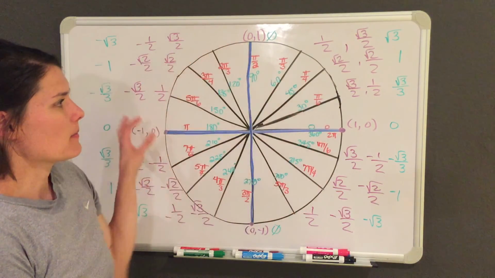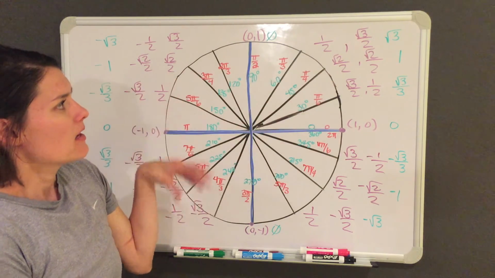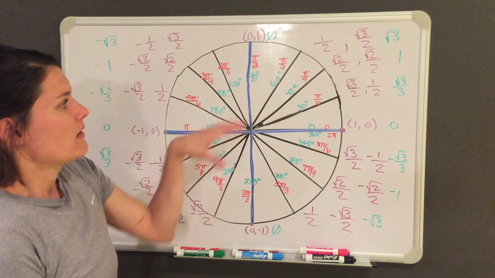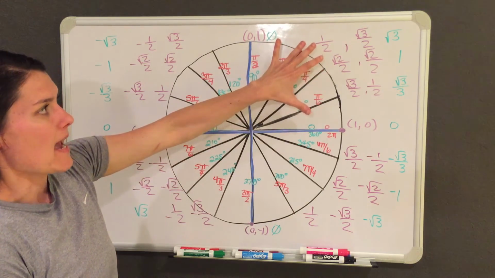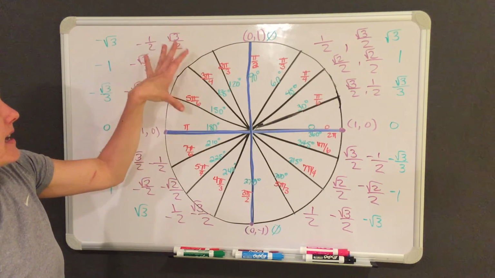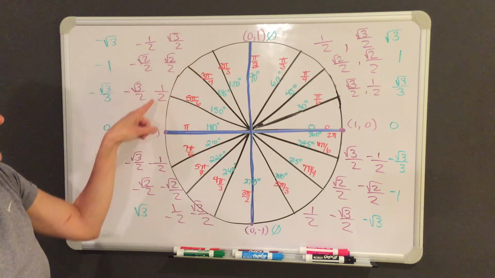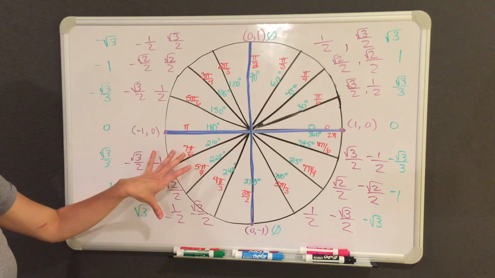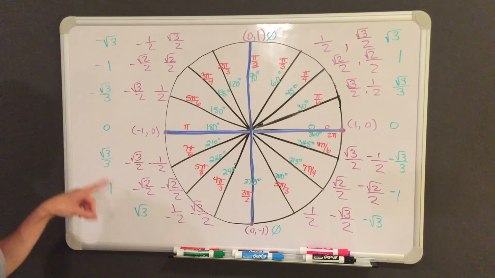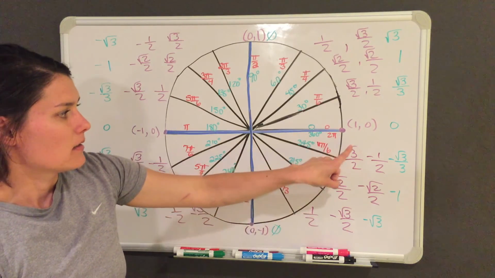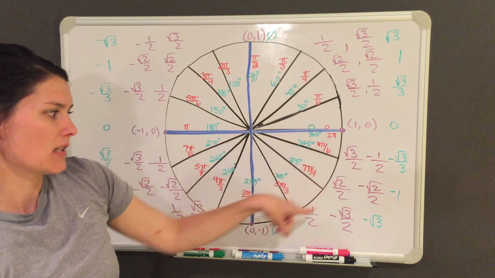A good way to remember which ones are positive and negative is to remember a saying called All Students Take Calculus. And for the first quadrant, All represents A, which means all of them are positive. In the second quadrant, S for Students represents sine is the only positive. In the third quadrant, tangent is the only one that's positive. That's for Take. And then the last quadrant, Calculus, C is for cosine, which means cosine is the only one that is positive.